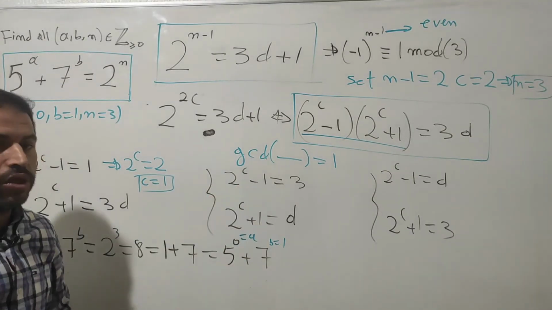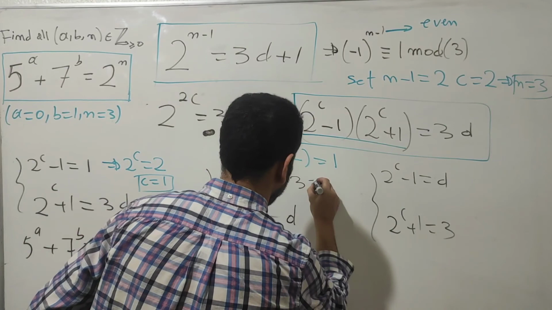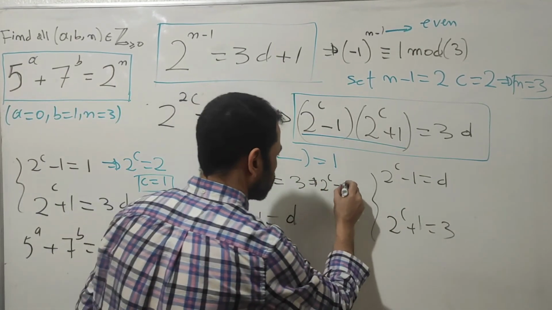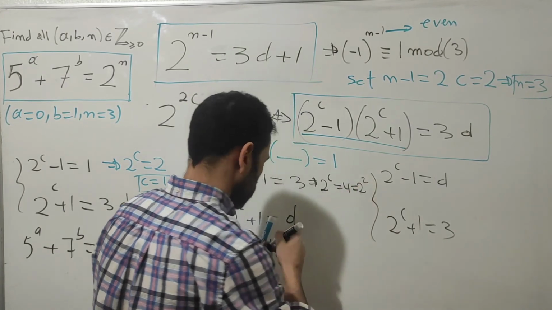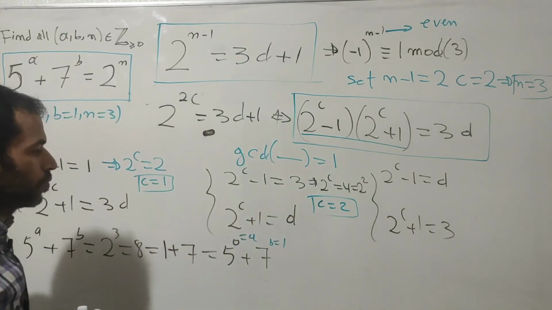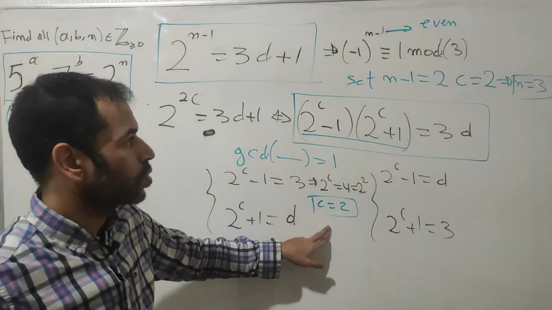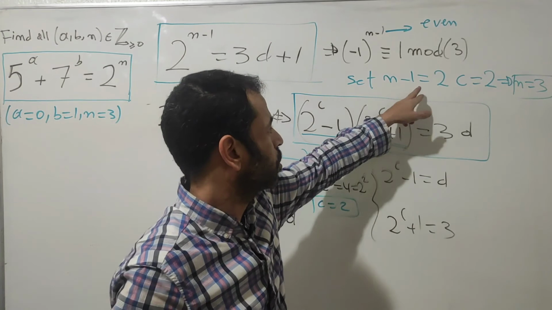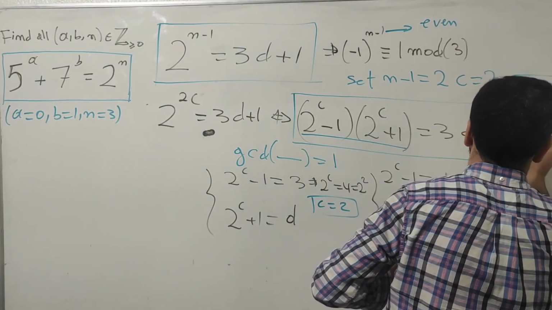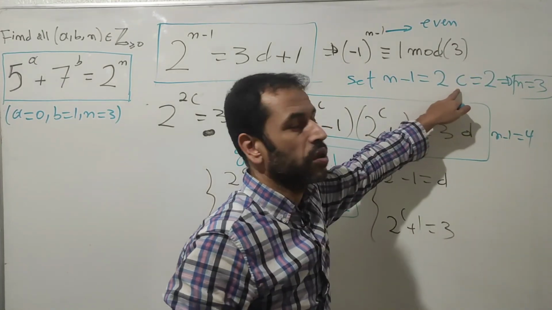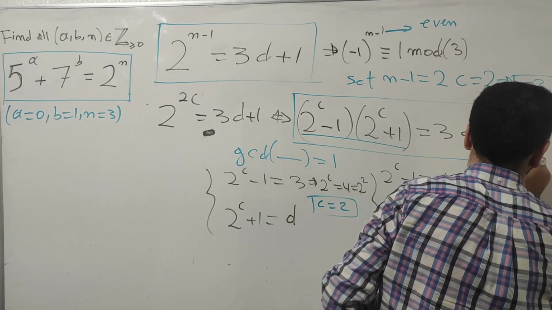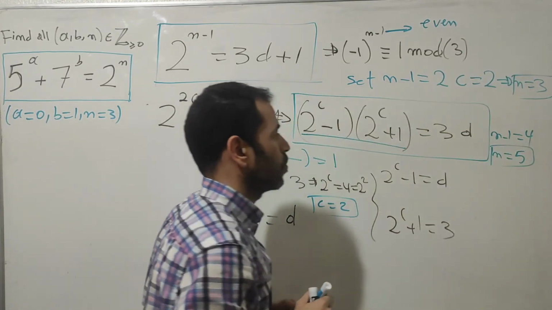Now let's move on to the next equation. If I solve this equation, it simply gives us 2 to the C equals 3 plus number 1, which is 4, the same as 2 squared. Thus C equals 2. Here is another solution. Since we found C equals 2, let's replace it here. This one is telling us N minus 1 equals 4, because after replacing C with number 2, thus N equals 5.